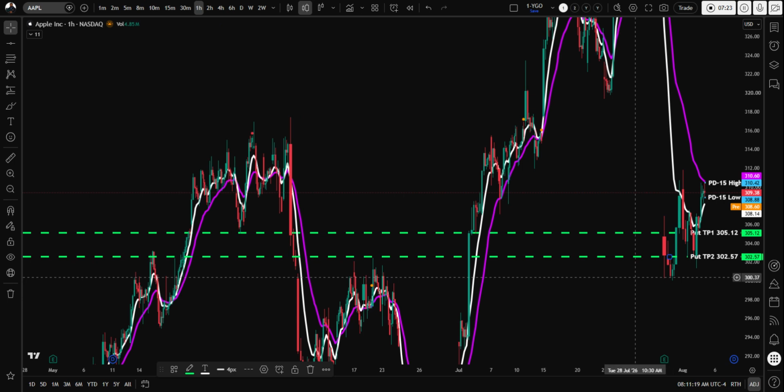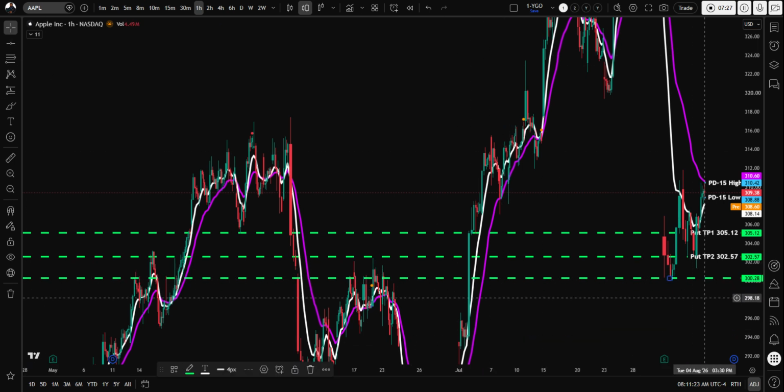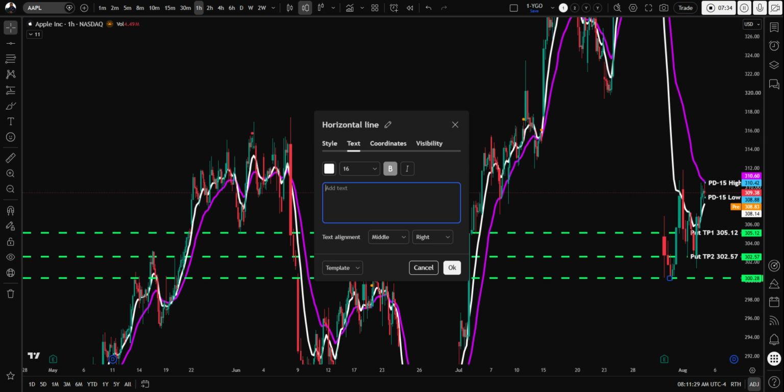I like this here. All right, here we go, right there. So we're gonna say 300. Again, it can drop a little bit more, but around here is where I see it going for my put take profit three, which is around 298.